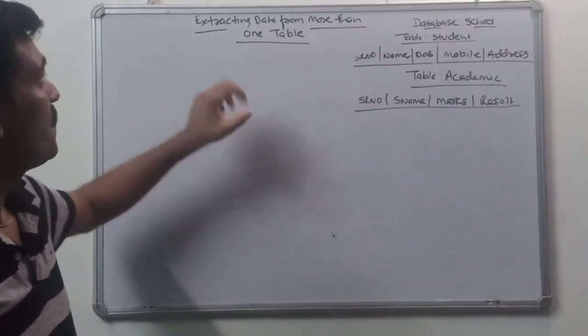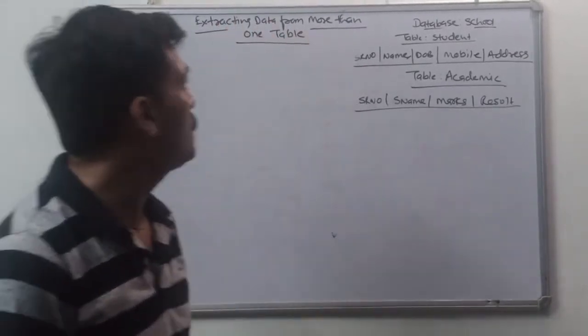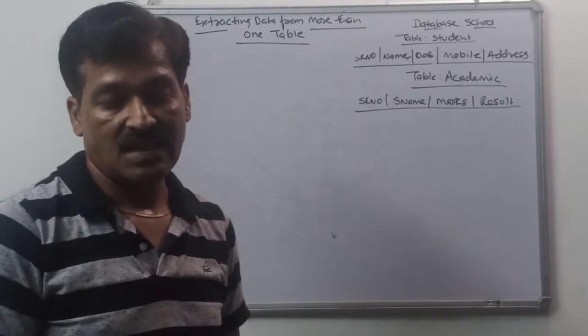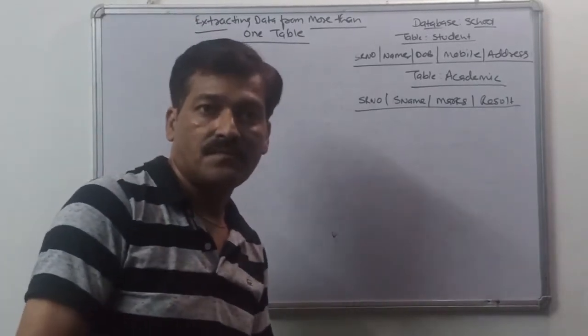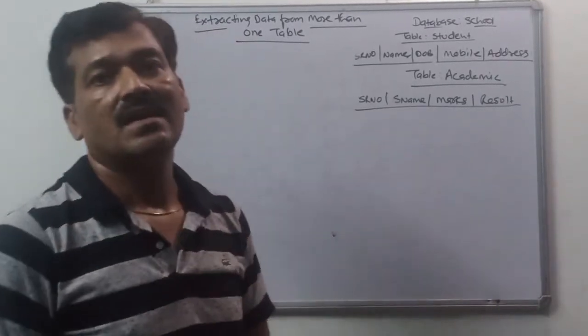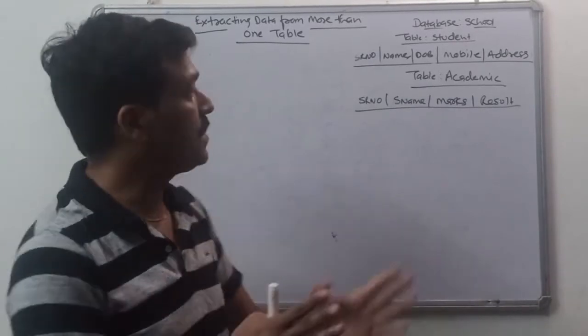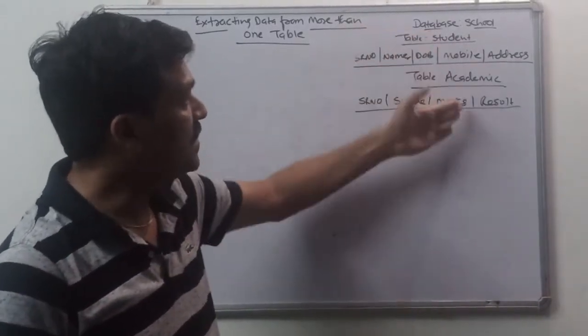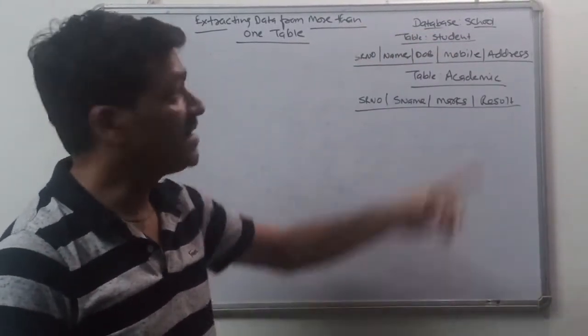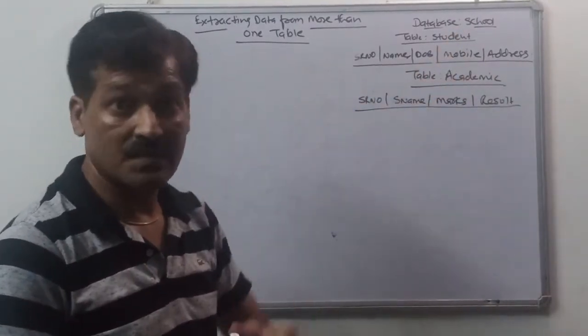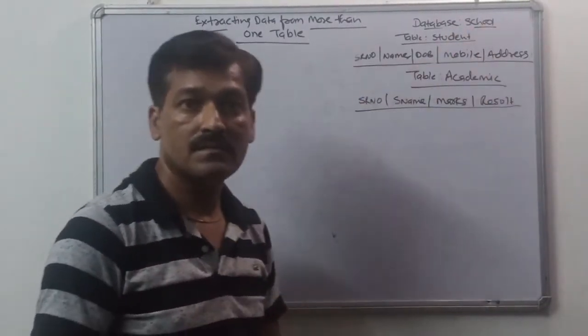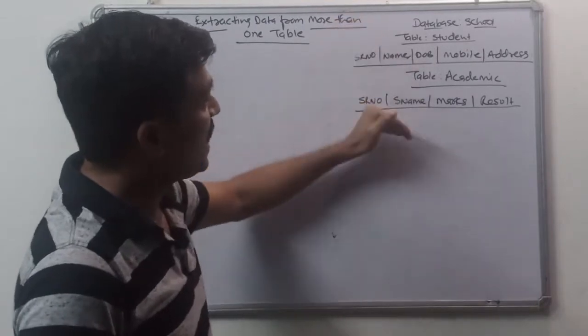In this video, we'll discuss extracting data from more than one table. Till now, whatever we have learned, जितना भी हमने discuss किया, that everything was done upon a single table. Look at here. I made two tables now. One is student and the other one is academy. The database name is the same, school. Both of the tables are needed.